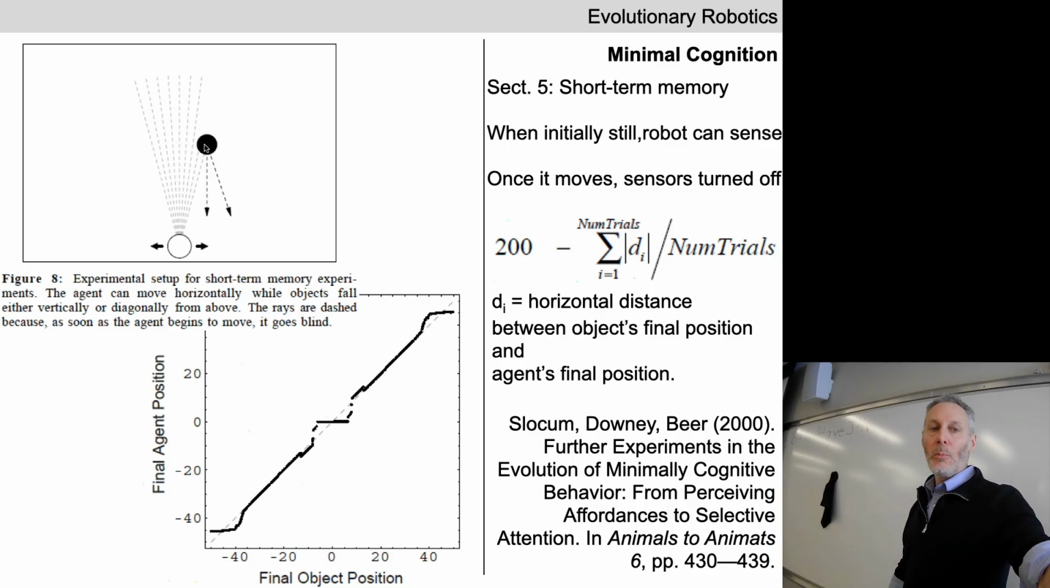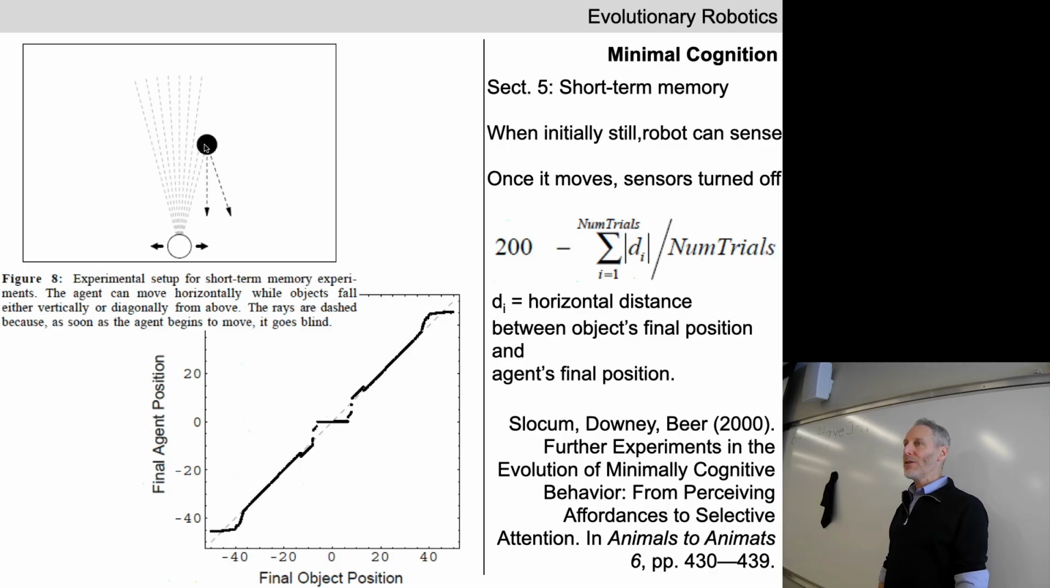Or you can say, oh boy, I'm not quite sure exactly how the object is falling, but it's falling really fast. I've got to start moving now. I can't wait to gather any more information about this object. I've got to get moving. I know I'm going to be struck blind the moment I do, but I don't have time to waste.